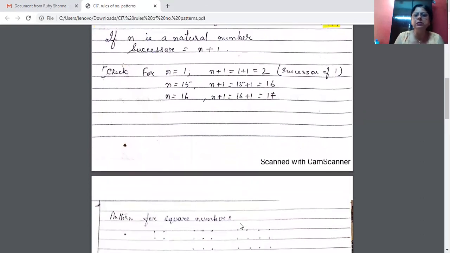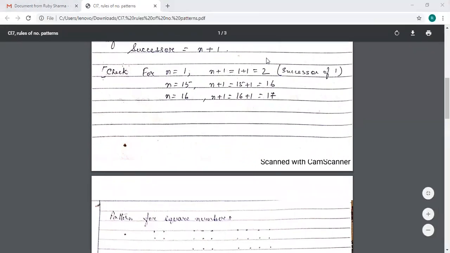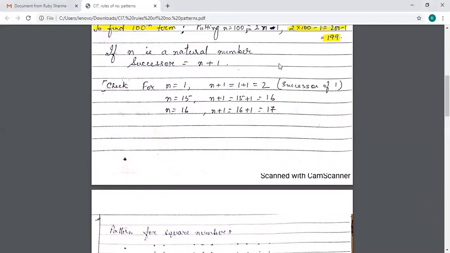Now for the natural number. A natural number are what? Counting numbers 1, 2, 3, 4 and all are called natural numbers. So if n is a natural number, what is the successor? Successor we always add 1, so we can say n plus 1. Now for any term, if I say n, what is the successor of 15? So n is 15, successor will be 15 plus 1, 16. What is the successor of 1700? So that means n is 1700 and you add 1 to it, isn't it?